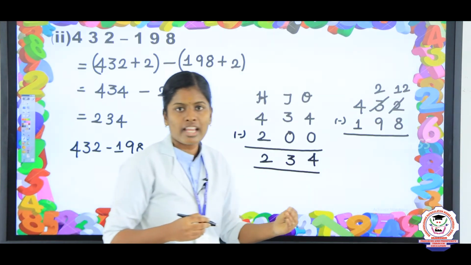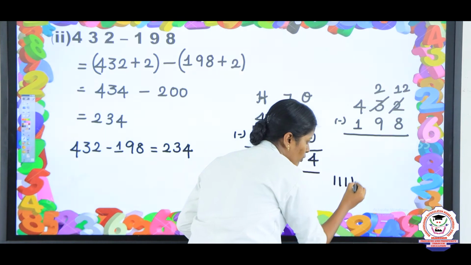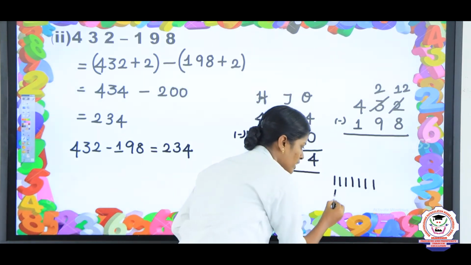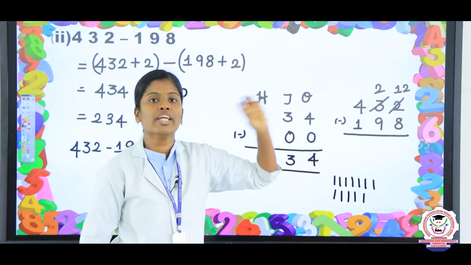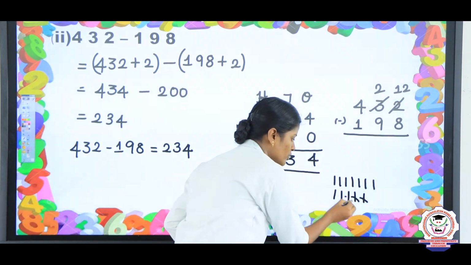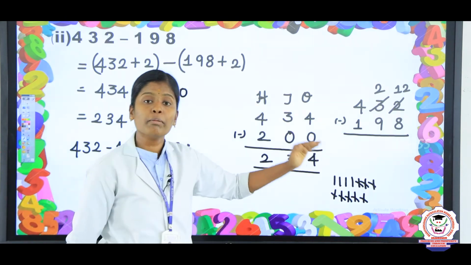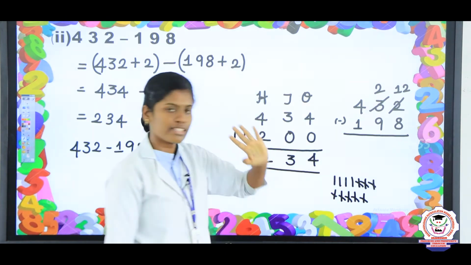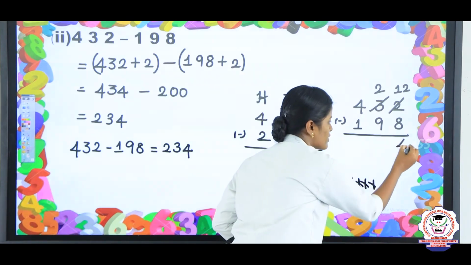12 minus 8. Just put 12 lines: 1, 2, 3, 4, 5, 6, 7, next 8, 9, 10, 11, 12. 12 lines, and strike out 8 lines. 1, 2, 3, 4, 5, 6, 7, 8. Now count how many lines remain: 1, 2, 3, 4 lines. So the answer is 4. So 12 minus 8, the answer is 4.